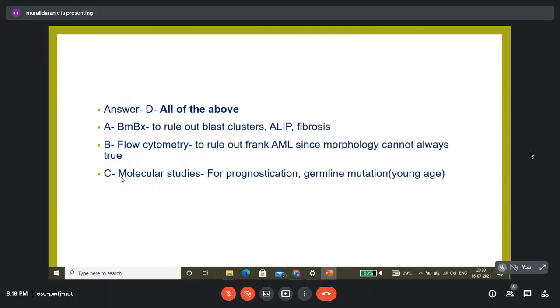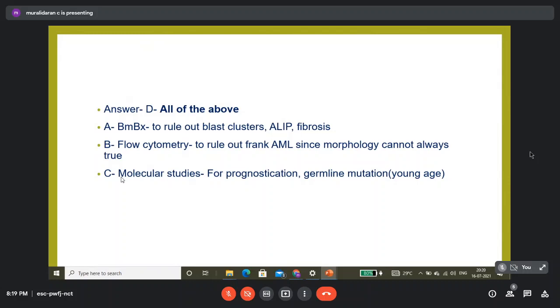So basically, no. We need all those investigations. We need a bone marrow biopsy. Why do we need a bone marrow biopsy? Because it can give more clues, especially to rule out an evolving AML. So EB1, I will come into the management because it has some implication for management purposes.